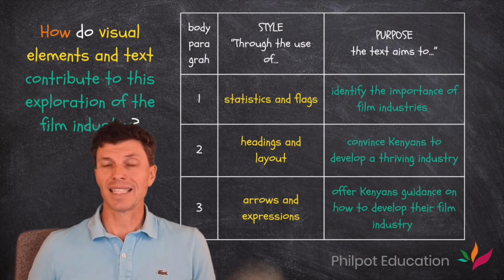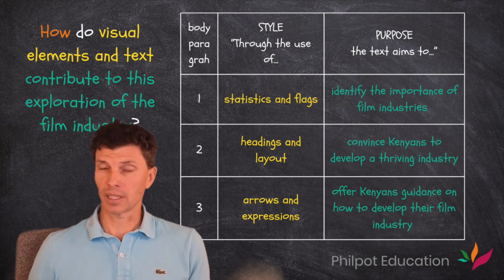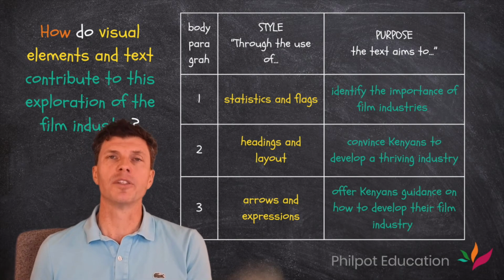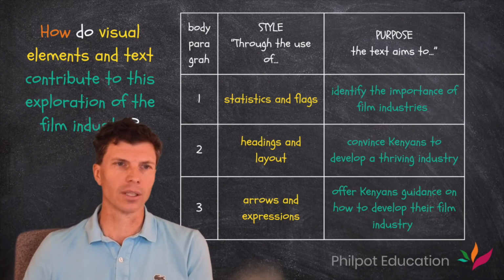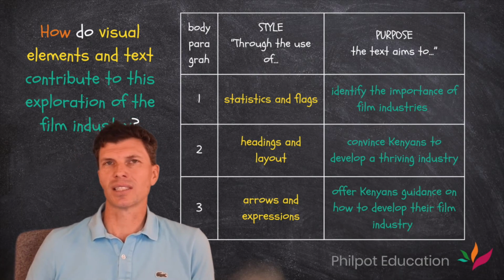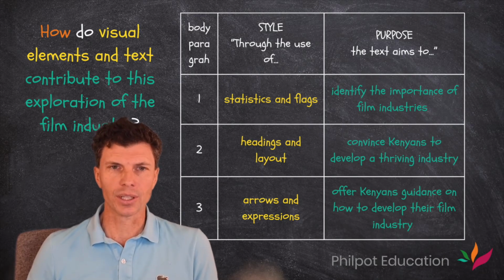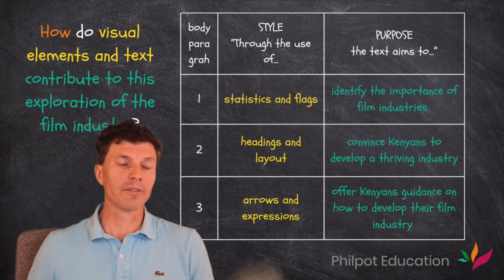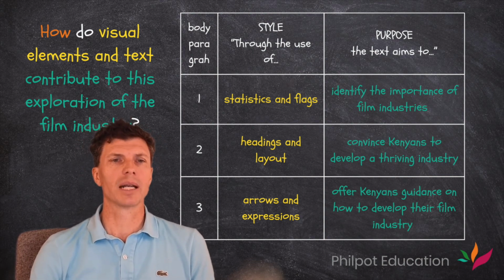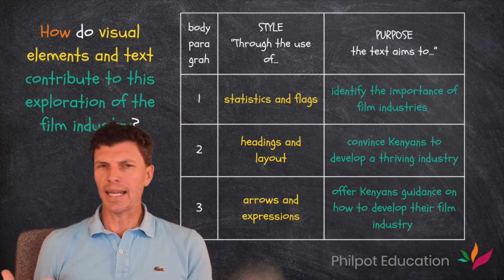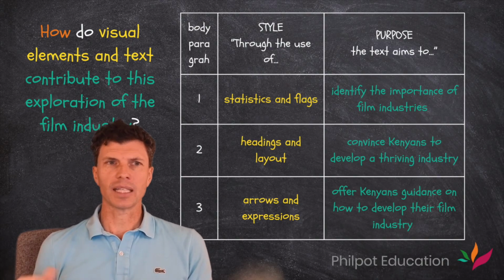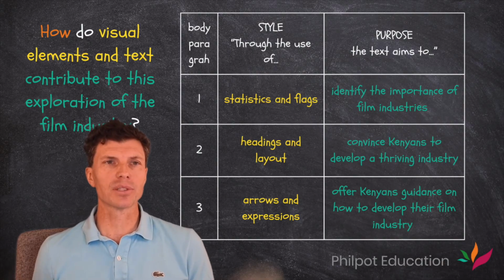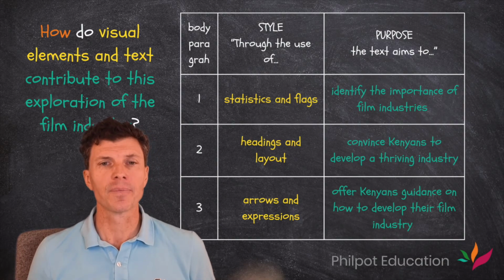Through the use of statistics and flags, examples of visuals and text, the text aims to identify the importance of film industries to a nation's identity or culture, right? That answers the second half of that guiding question. Same goes for the second and third body paragraph, and you could write a fourth and fifth body paragraph. In fact, the model response has more than 3 body paragraphs. You'll notice that headings and layout are very specific examples of visual elements in text. Arrows and expressions are examples of visual elements and text.